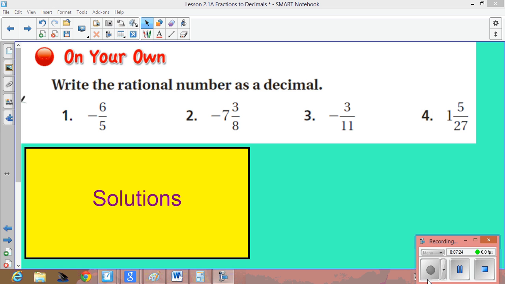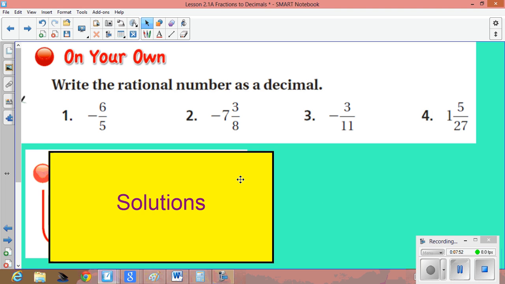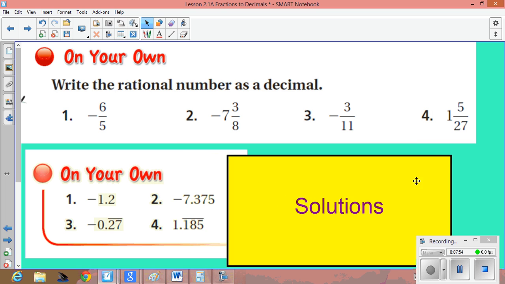So what you're going to do now is take these 4 examples and write them down in your notebook. I would like for you to divide these out and convert each of these rational numbers into a decimal. What I'm going to do from here is show you the solution. Please be sure you pause at this point if you haven't completed the 4 questions. And on the next page, I'm going to walk you through step by step what the steps would be.